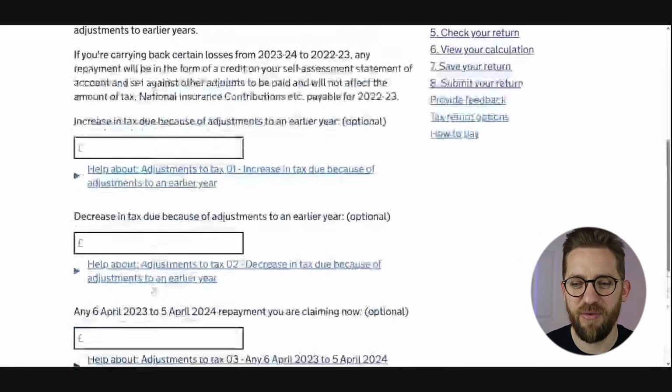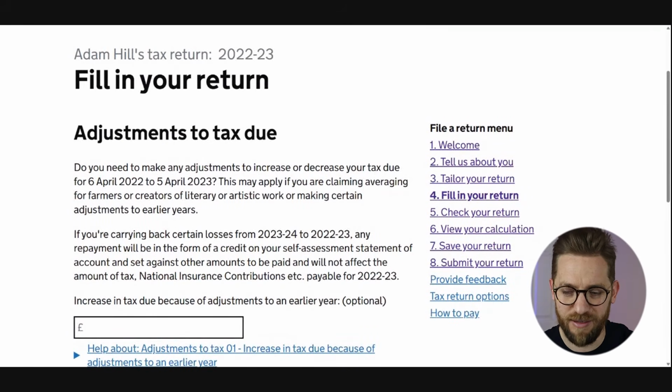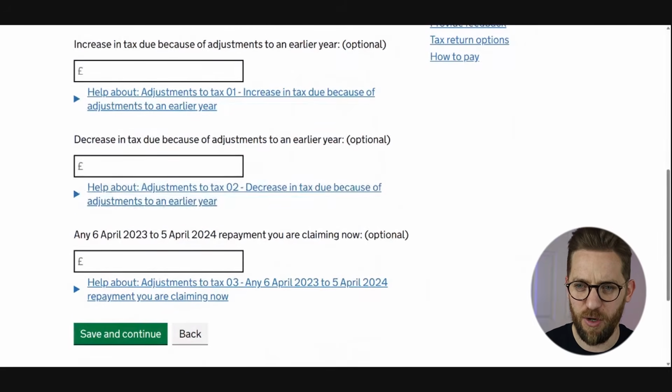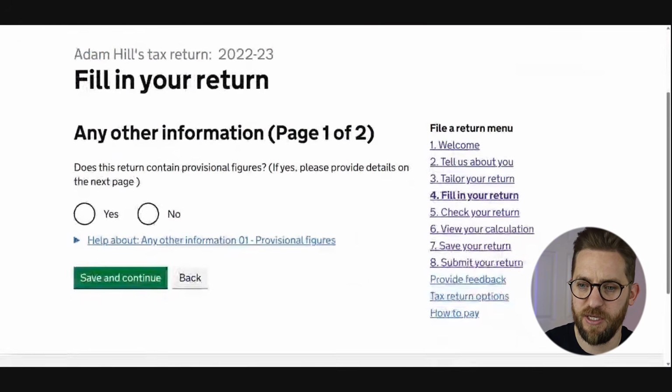Adjustments. Adjustments are very rare at this point. I can't think of an example after submitting thousands of tax returns where I've actually had to do this. It does become a bit complicated. If you don't have any adjustments, you just leave them blank, which is very likely, and you continue.